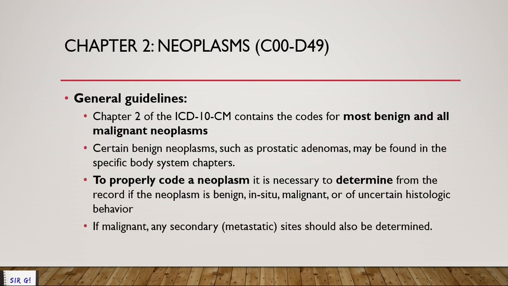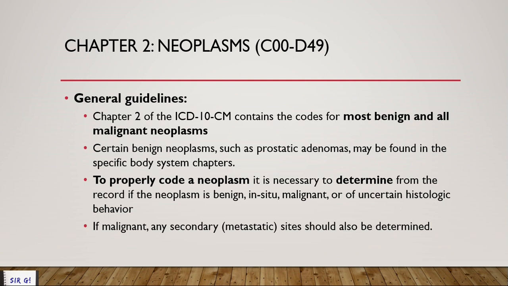neoplasms. Before moving on to the chapter's guidelines for neoplasm, let's start first with the general guidelines under chapter 2, neoplasm. Chapter 2 of the ICD-10-CM contains the codes for most benign and all malignant neoplasms. So remember, when we say neoplasm, it doesn't mean that it is always malignant. Neoplasms can be benign or can be malignant.